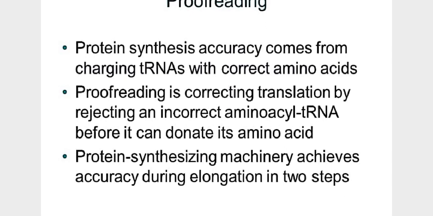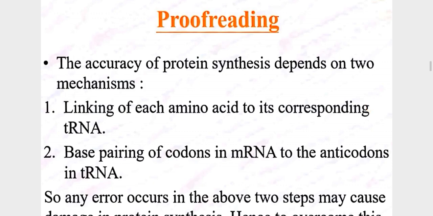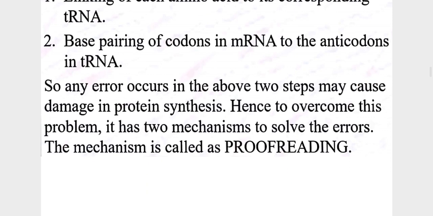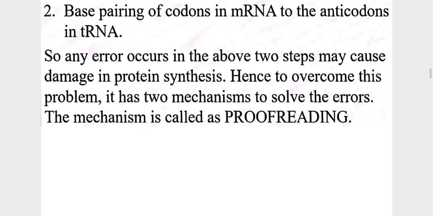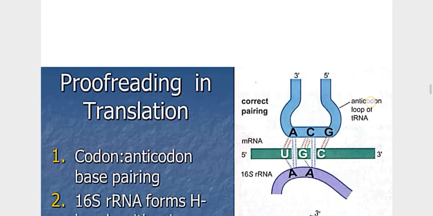The protein synthesizing machinery achieves accuracy during elongation in two steps. First, proofreading. The accuracy of protein synthesis depends on two mechanisms: linking of each amino acid to its corresponding tRNA, and base pairing of codons in mRNA to the anticodons of tRNA. So, any error in these two steps may cause damage in protein synthesis. Hence, to overcome this problem, there are two mechanisms to correct errors. The mechanism is called proofreading.